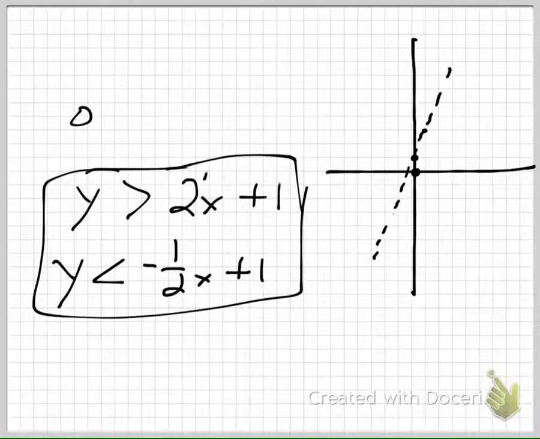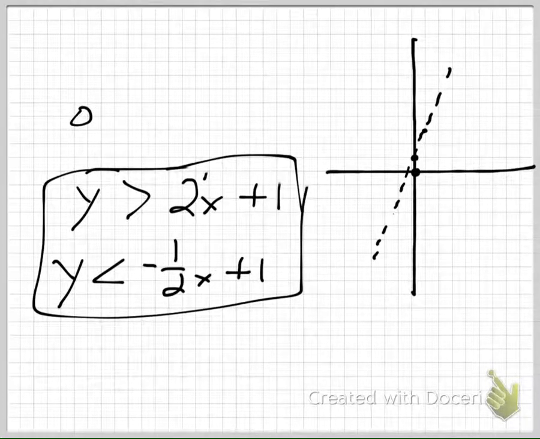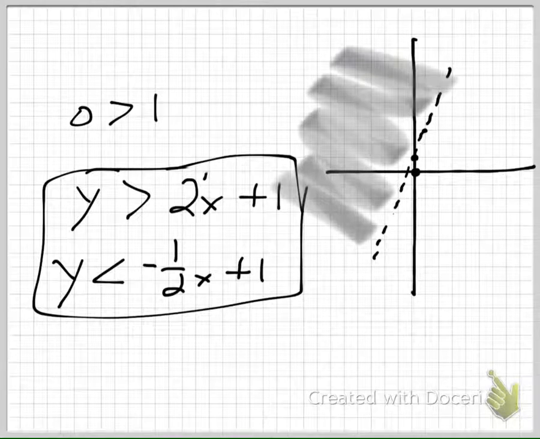Now, why do I do that? I'm replacing y with 0 and x with 0, right? So it goes 0 greater than 2 times 0, which eventually you get to the point where you don't need to do that. You know that if that's 0, then the whole thing is 0, right? You just kind of ignore it. So you go, is 0 greater than 1? No. Therefore, the shade, we'll do it kind of like this, the shade is over here.